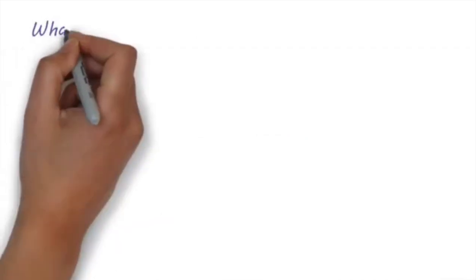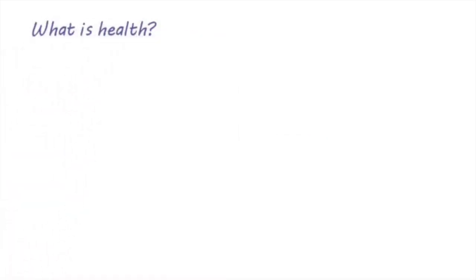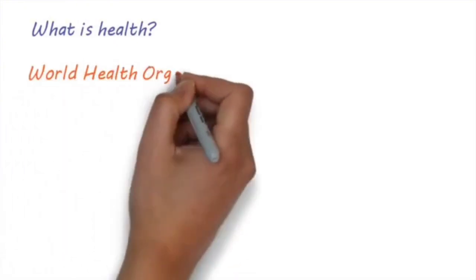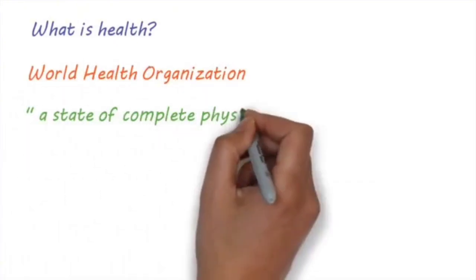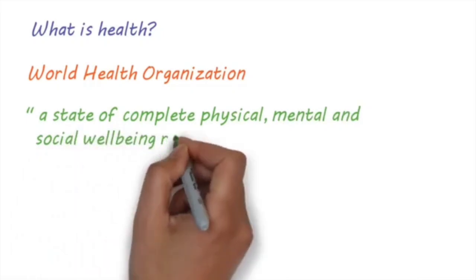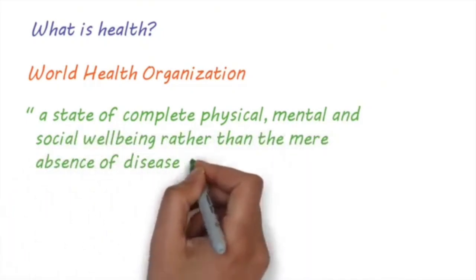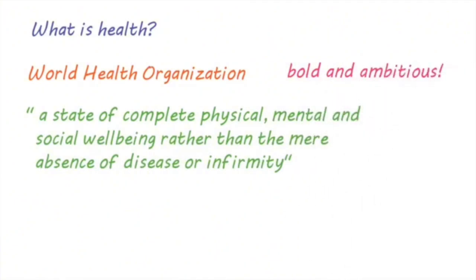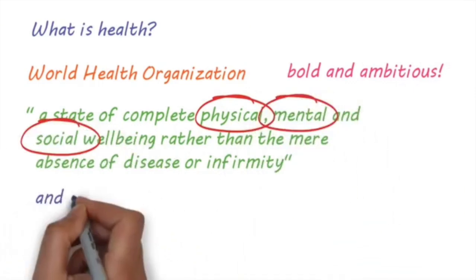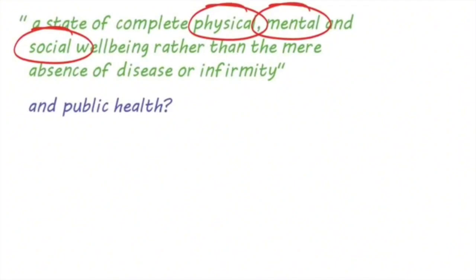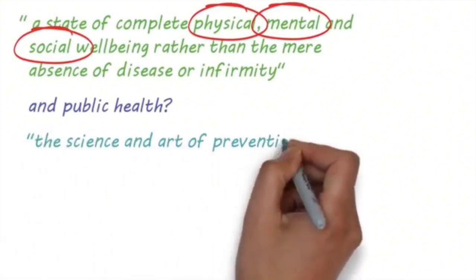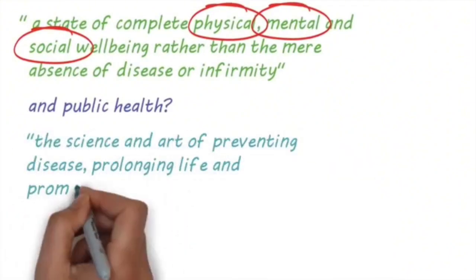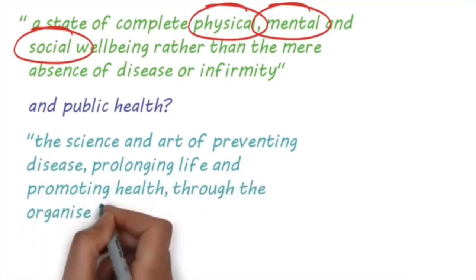First of all, let's have a look at what health is. The World Health Organization defines health as a state of complete physical, mental, and social well-being, rather than a mere absence of disease or infirmity. This is a pretty bold and ambitious definition that prompts people to look beyond diseases and focus not only on the physical aspect of health, but also on the mental and social aspects as well. And public health? Well, public health is the science and art of preventing disease, prolonging life, and promoting health through the organized efforts of society.